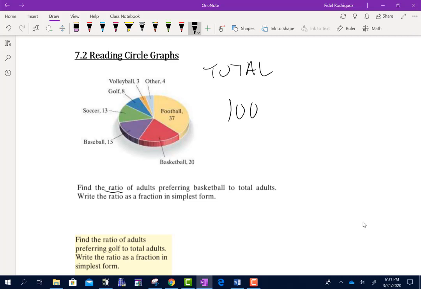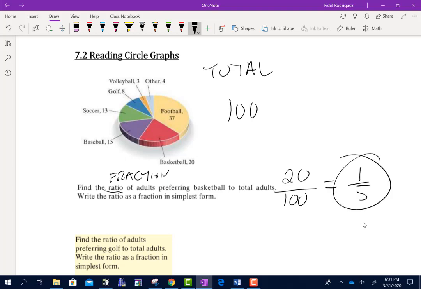Now it says find the ratio. Ratio just means, guys, that we're going to write a fraction. Basketball to total adults. So basketball is 20 over 100. I'm going to divide them both by 20, 1/5, because it tells me to simplify.